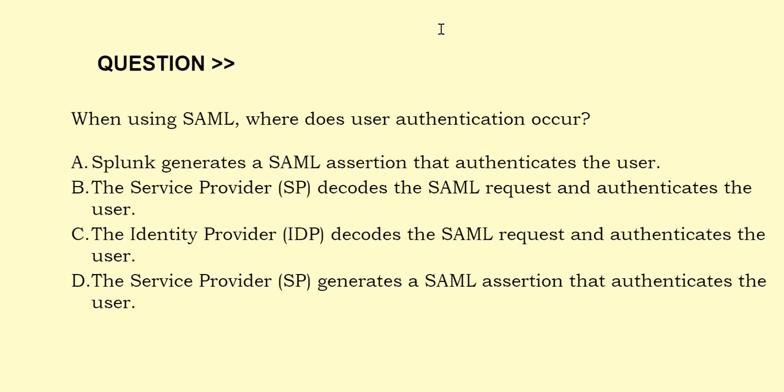Option A. Splunk generates a SAML assertion that authenticates the user. Option B. The service provider SP decodes the SAML request and authenticates the user. Option C. The identity provider IDP decodes the SAML request and authenticates the user. And option D, the user provides SP generates a SAML assertion that authenticates the user.